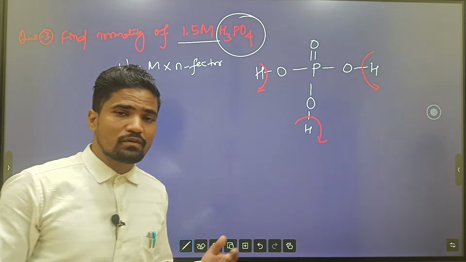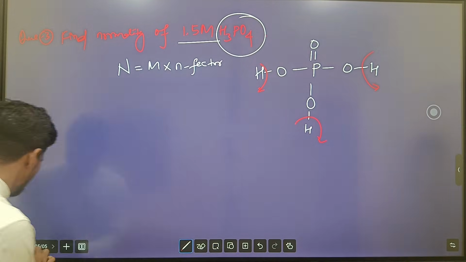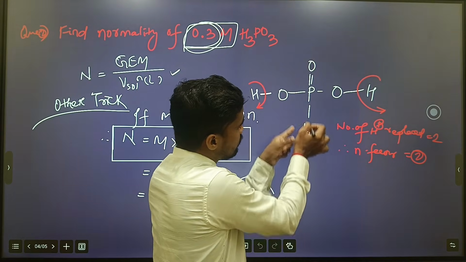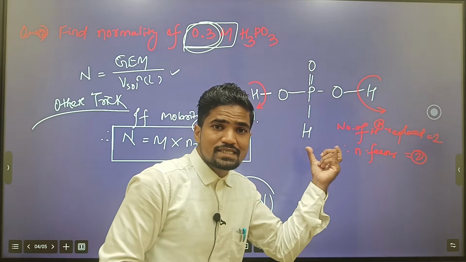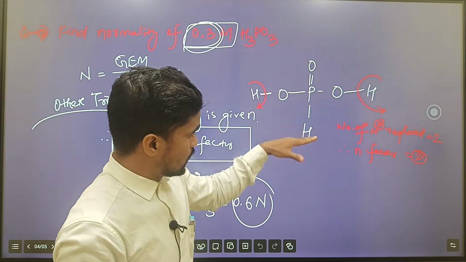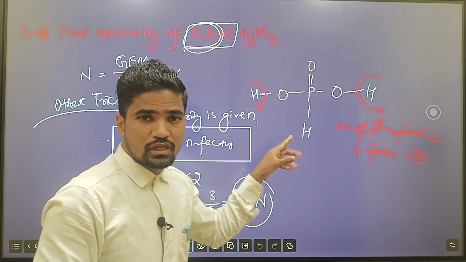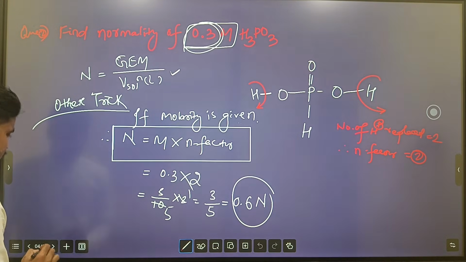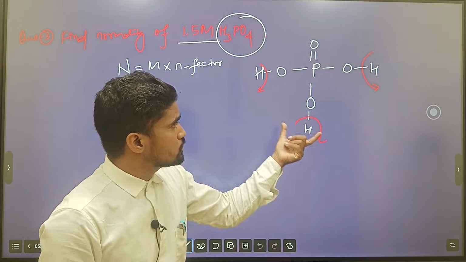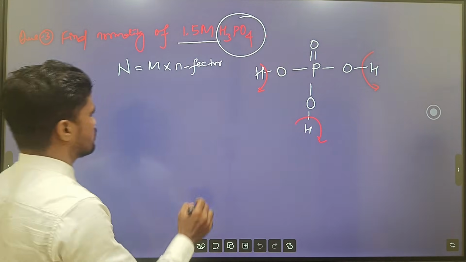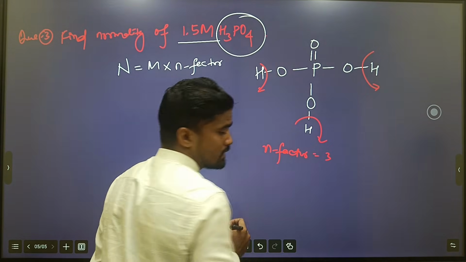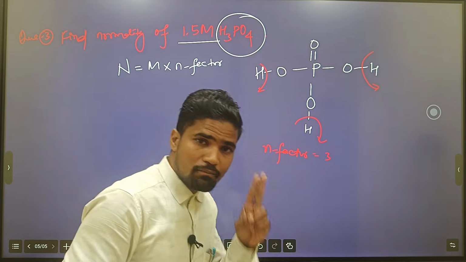But in H3PO3, what happened? In H3PO3, this hydrogen is retained, remains the same, because it is directly attached to the central atom phosphorus. We should not replace this hydrogen, it would be unstable. Here the hydrogens attached to the single-bonded oxygens will be replaced. So the n factor here is equal to 3. That means 3 H plus ions will be replaced.